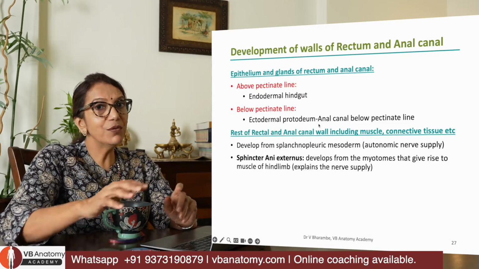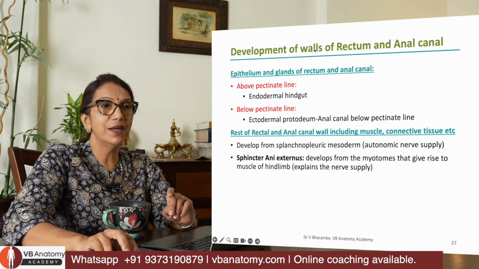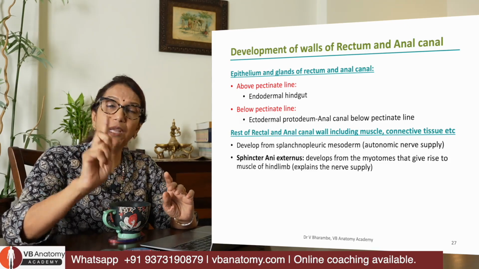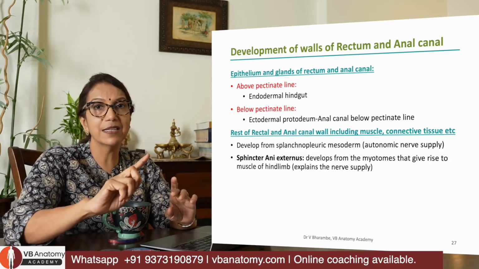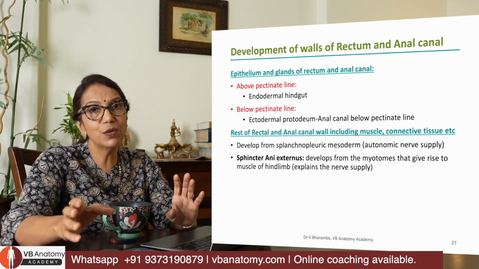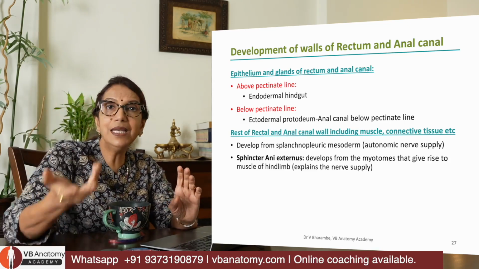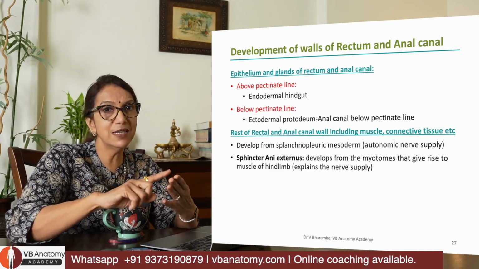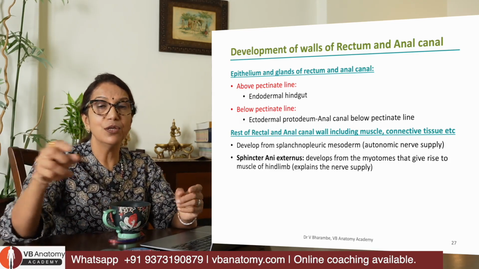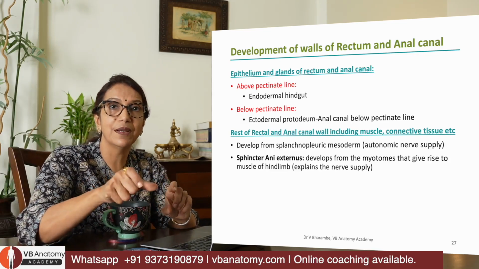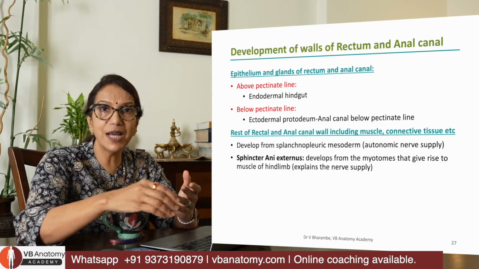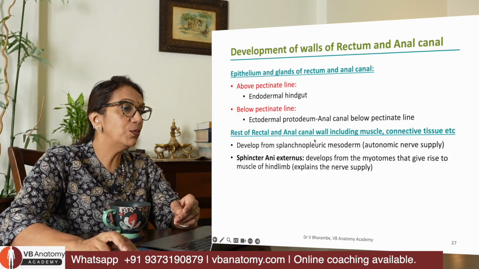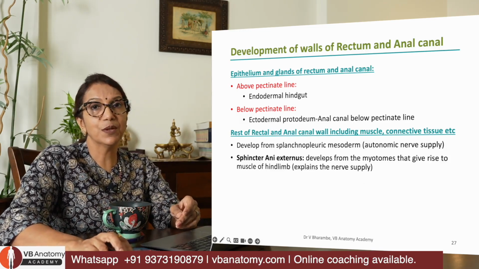So, just before we go into this correlation, remember, when we say it is endodermal, we are only talking about the inner lining and the glands. We are never talking about the rest of the wall. If you look at any gut, it consists of mucosa, submucosa, muscularis externa, serosa, MS. So, we are only talking about the M. Okay, the submucosa, the muscularis externa, the serosa, everything comes from splanchnopleuric mesoderm.